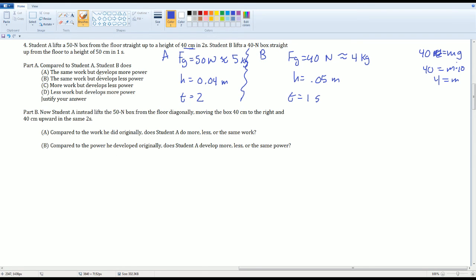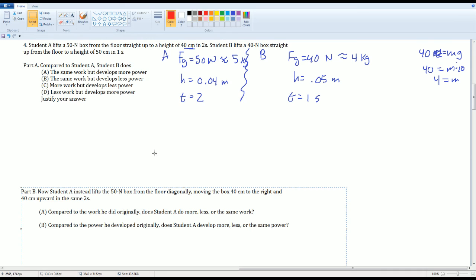Same work, but develop more power? That is very interesting. How much work did each student do? You could answer it different ways, there's a lot of ways to answer this, but I think student A. This is very interesting. So how much work?